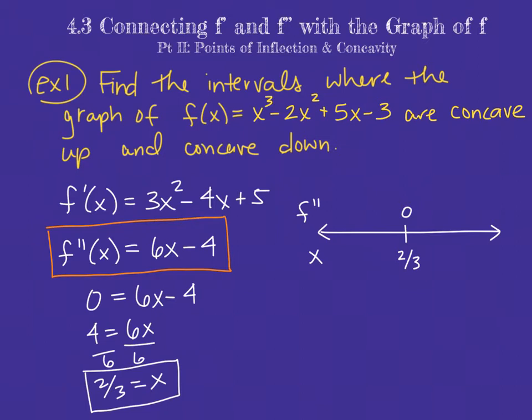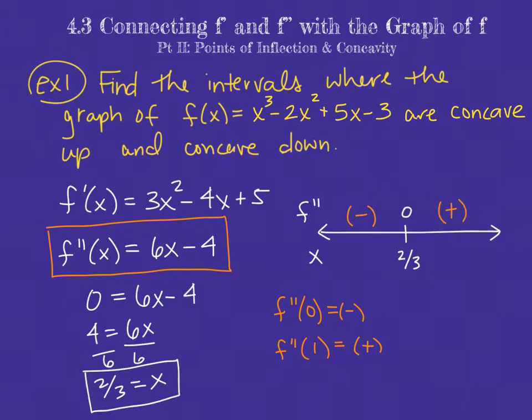So let's plug in a number to the left of 2/3. I'm going to test 0 because that's to the left of 2/3. If I plug in 0 there, we'll have 6 times 0 minus 4, so that's a negative. Then I want to test a number to the right of 2/3. I'll test 1. When I plug in 1, I'll have 6 times 1 minus 4. That's a positive number.